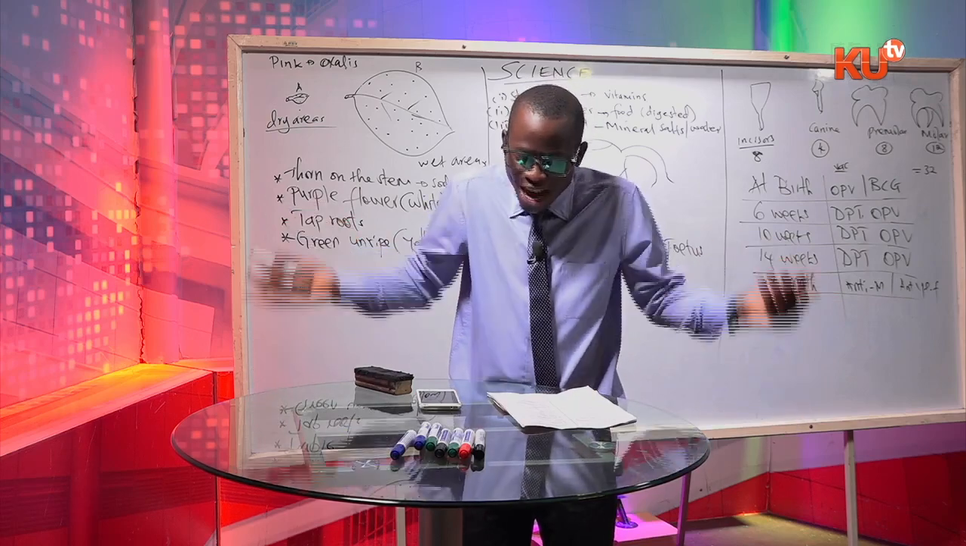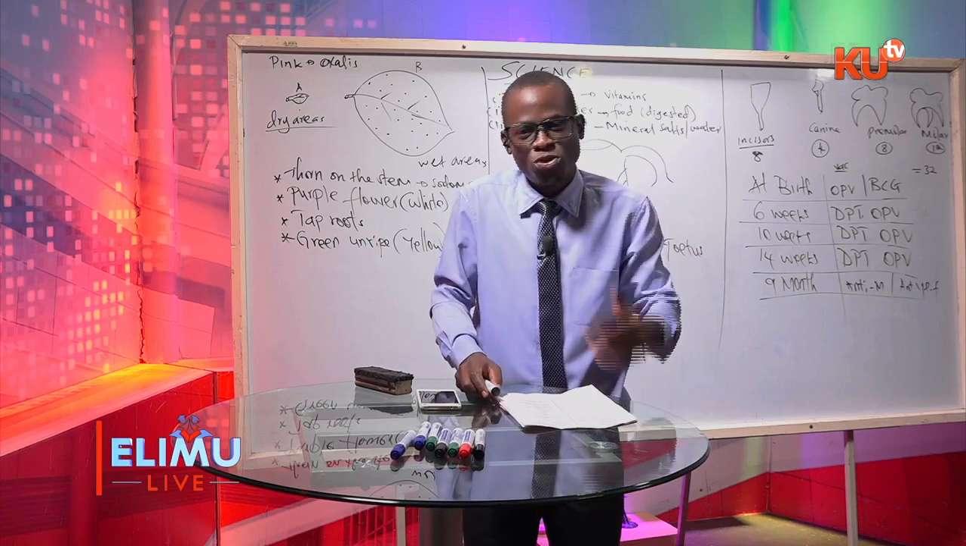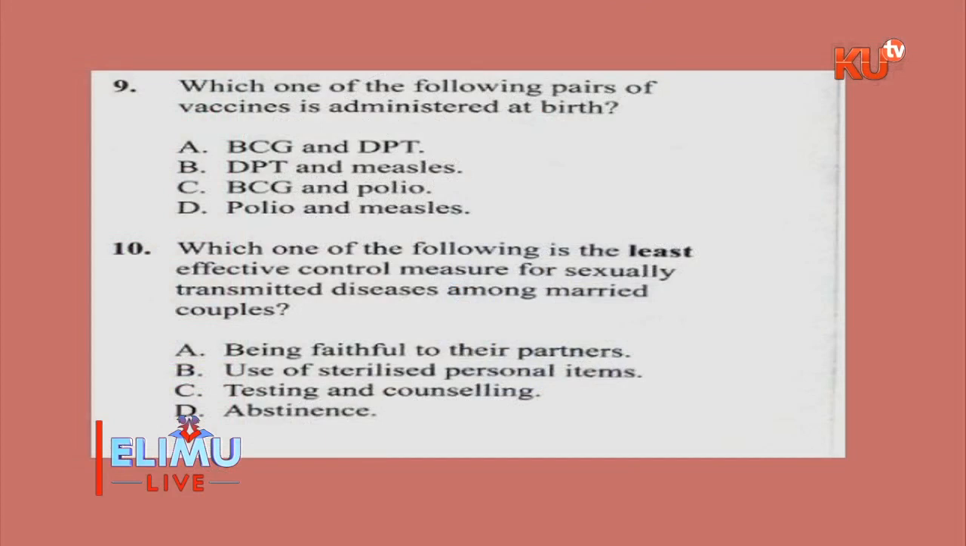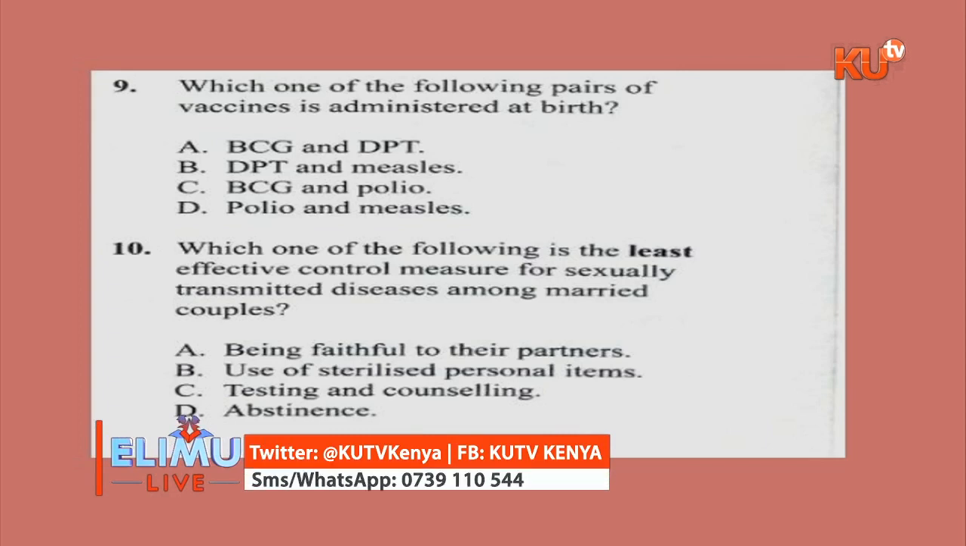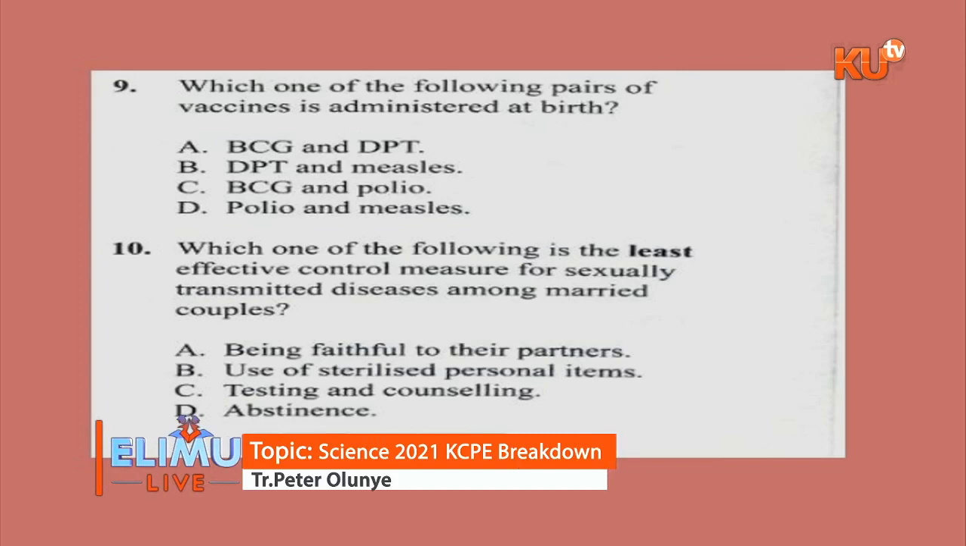And if you are not married, boys and girls, you cannot talk about being faithful. Who are you going to be faithful to? Surely. So don't talk about being faithful. Let's look at B. B talks about use of sterilized personal items. Who are you going to use them with? Because you told me, boys and girls, you are not married. Remember, the exam is talking about the married people. So testing and counseling. This one also is okay.